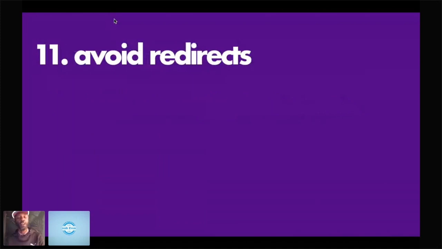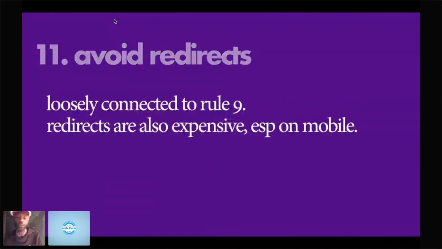Absolutely. Avoiding redirects, that was rule number 11. Again, loosely connected to rule 9, but redirects are absolutely expensive, and especially in 2020 when we're in an age of mobile, this is something that you want to avoid at all costs. Even on a desktop, you can see the effect of a redirect, and imagine how much worse it would be having to deal with the majority of users who are on mobile right now. With a redirect, you have to do those DNS lookups over and over again. This is something that we absolutely want to make sure is looked after in 2020. All right, so that gets the green check.